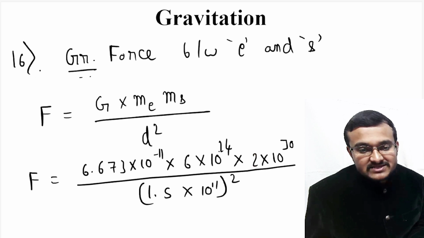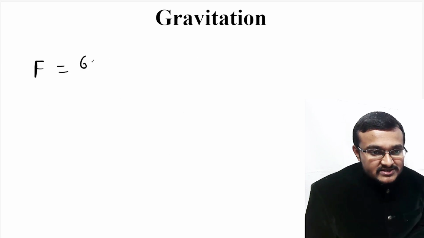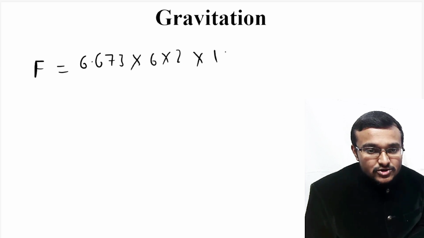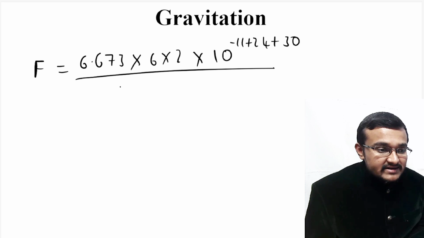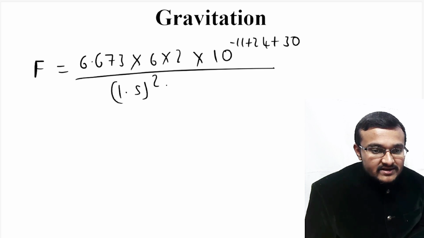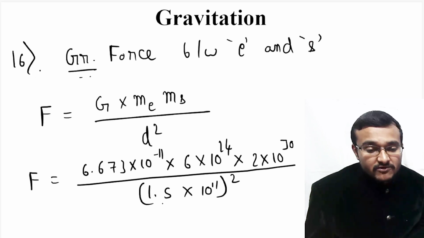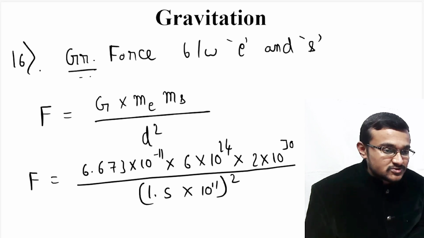Here you can see 10 power minus 11 is there, 10 power 24 is there, 10 power 30 is there. So bases are same, so you can add the powers. So 6.673 will be there as it is, into 6 into 2 will be there as it is, into 10 power minus 11 plus 24 plus 30, divided by d square, that is 1.5 square into 10 power 11 whole square. So 11 into 2 is 22. I have just taken the square of 1.5 into 10 power 11, that is 1.5 square into 10 power 22.